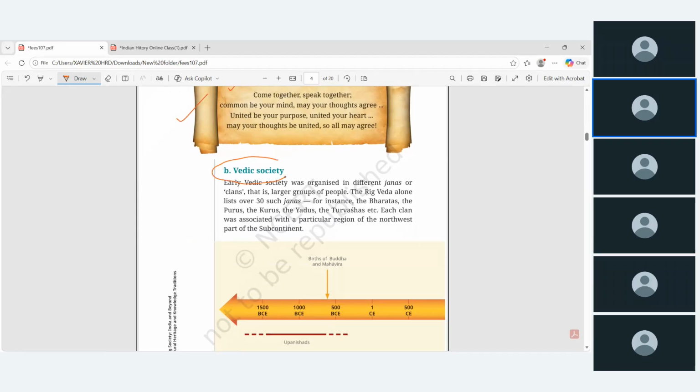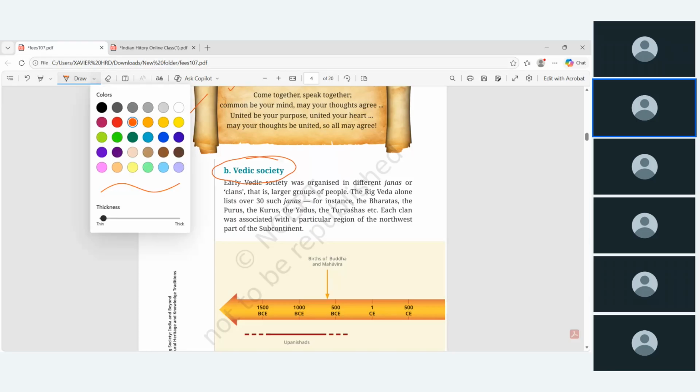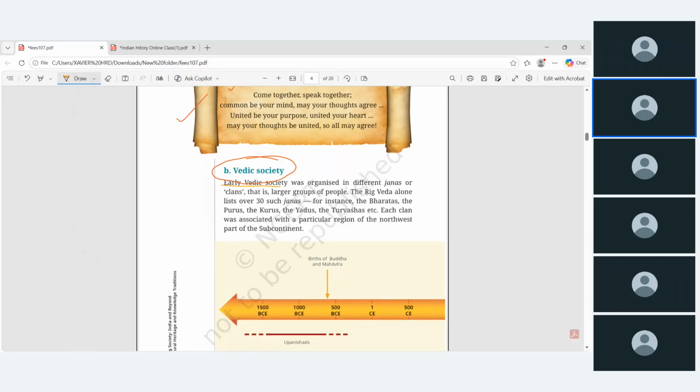Here, the Vedic society has been given from one single point of view, but we will study in the class the Vedic society during the early Vedic period and the later Vedic period. But here they have mentioned the common term for the society. So it talks about the early Vedic society, originally different janas or clans.